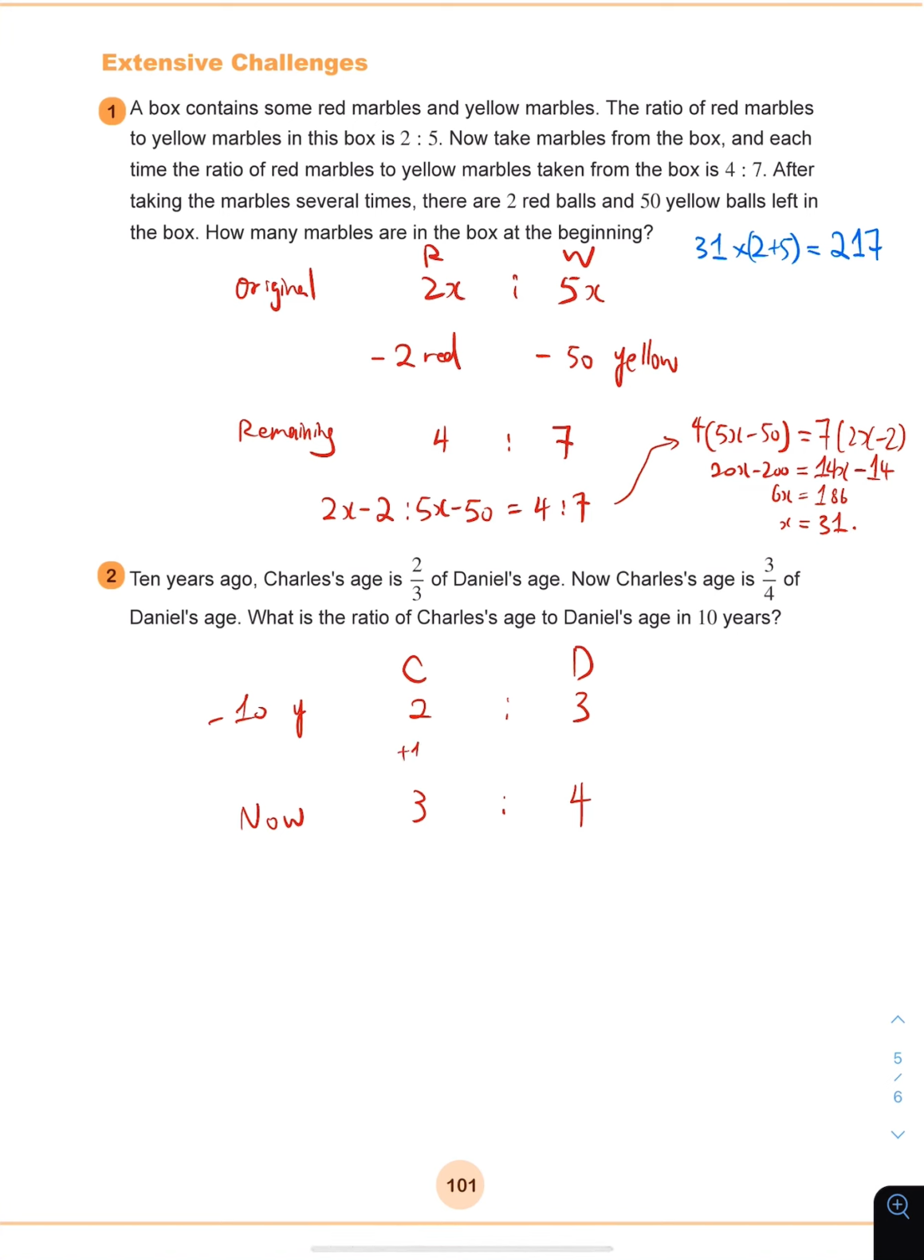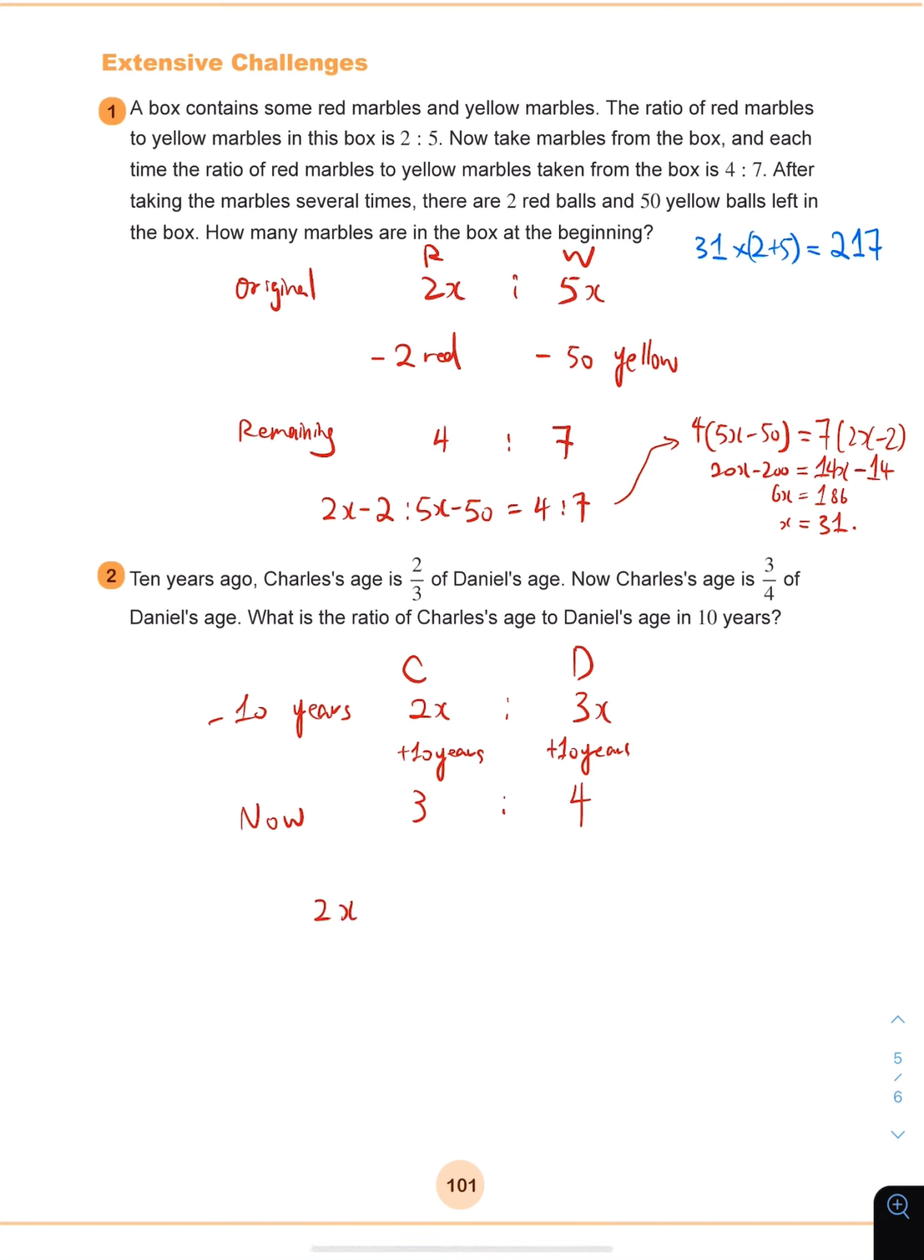And, well, apparently 10 years has passed since 10 years ago. So now we can see that, let's write them as years, such as not to confuse you. So we can just list an equation from that. So we can say that the ages of Charles and Daniel 10 years ago is 2x and 3x.